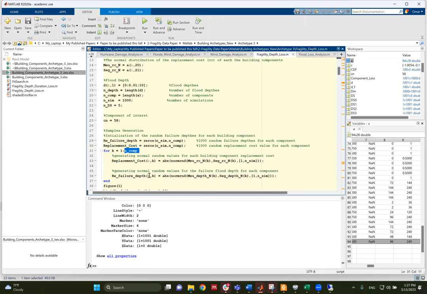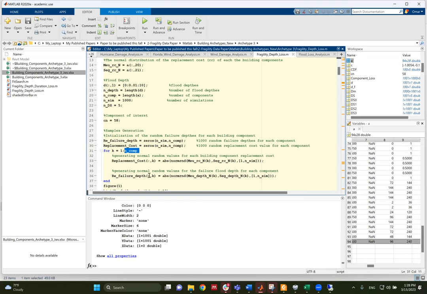So basically, rather than going to the field and collecting 1,000 elevations of the AC unit, this is what the simulation did for us. Rather than going to 1,000 homes and collecting the elevation of each, I'm telling MATLAB, this is the mean, this is the standard deviation, generate me 1,000 values of the elevation of the component. Same thing, rather than asking homeowners how much they spent on their AC unit, and they tell me 2,500, 2,700, I ask MATLAB, here's the mean and here's the standard deviation, generate me 1,000 values of the replacement cost of the component. And basically it is just one line: norm rand, mean, standard deviation, and the number of simulations.